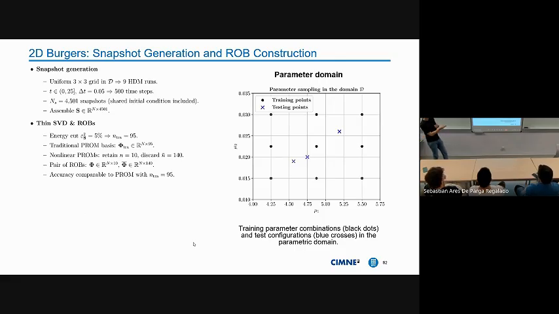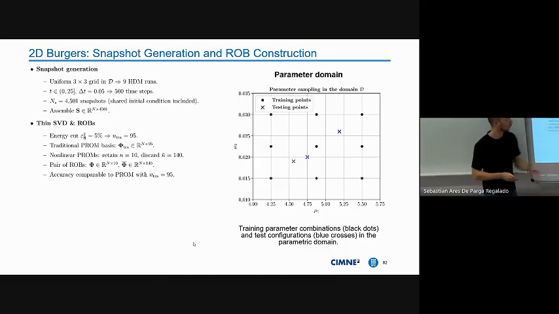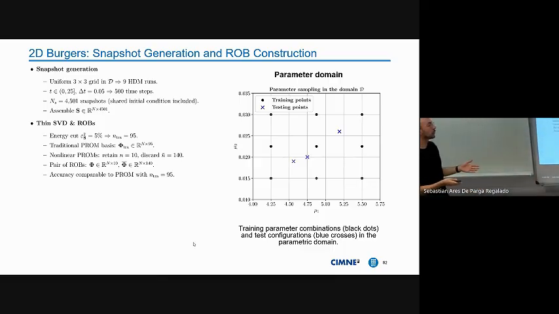And for the nonlinear P-ROM, the one that I'm talking about, we're just going to take 10 as the primary modes and 140 as the secondary modes. What we want to do with this 10 plus 140 is to reach an accuracy that is comparable with a traditional reduced model of size 95.